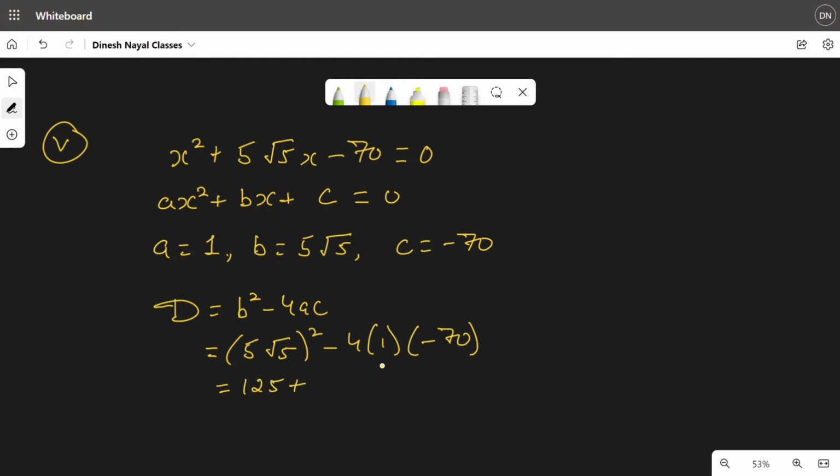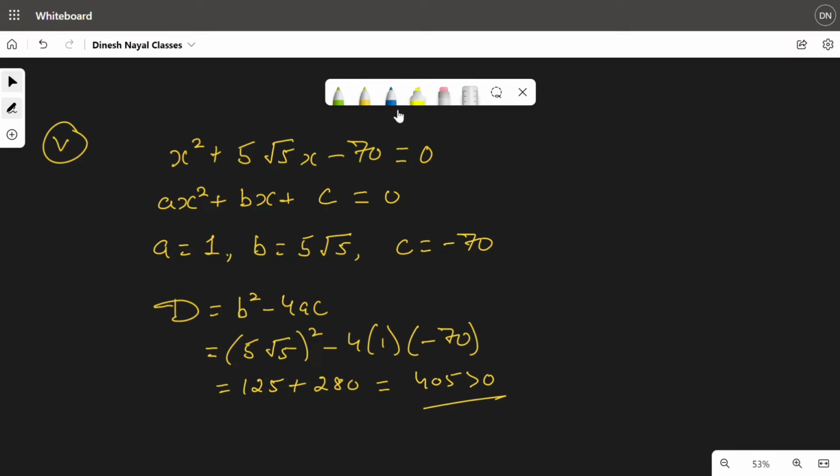Now minus that becomes plus 4 into 70 is 280. So 125 plus 280 is 405. Yes, that's 405. Just a second, it's lagging. Yeah, 405, that is greater than 0. Hence, this has real and distinct roots.